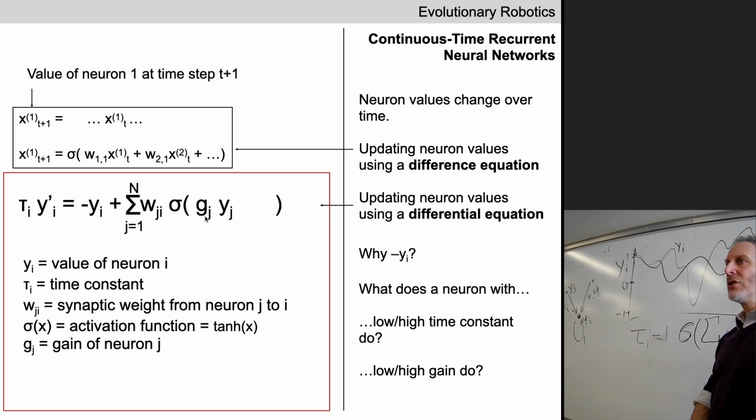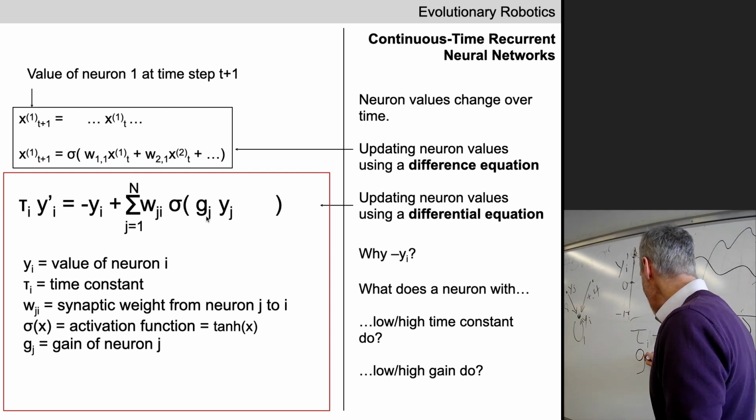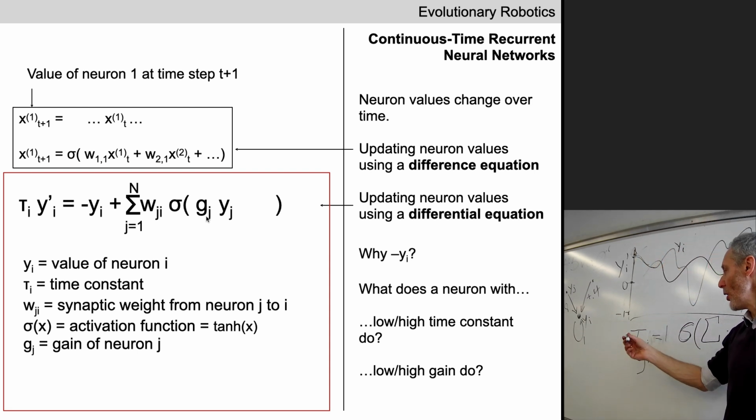What does it mean for a neuron to have a gain of 0? We're going to have our evolutionary algorithm evolve taus, w's, and g's. What happens if evolution sets the gain of one of the neurons, through mutation and crossover, to 0? What does that do to the neuron? It inactivates it.